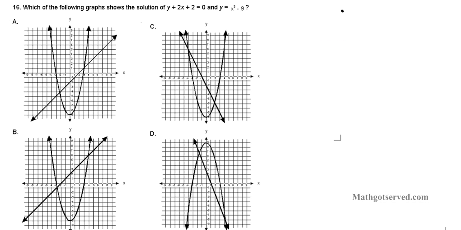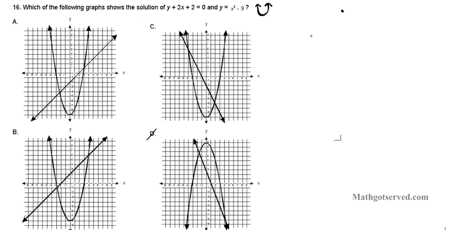All right, so let's take a look at 16. It says, which of the following graphs show the solution of y plus 2x plus 2 equals 0 and y equals x squared minus 9? Now, one thing you can do is, if you take a look at this parabola right here, the coefficient of the square is positive, so we know that the parabola is going to be happy, or it's going to open upwards, okay? If you take a look at these options, everything looks good except this one. D is wrong because in this case, the coefficient of x squared should be negative, but it's positive, so this cannot be an answer.